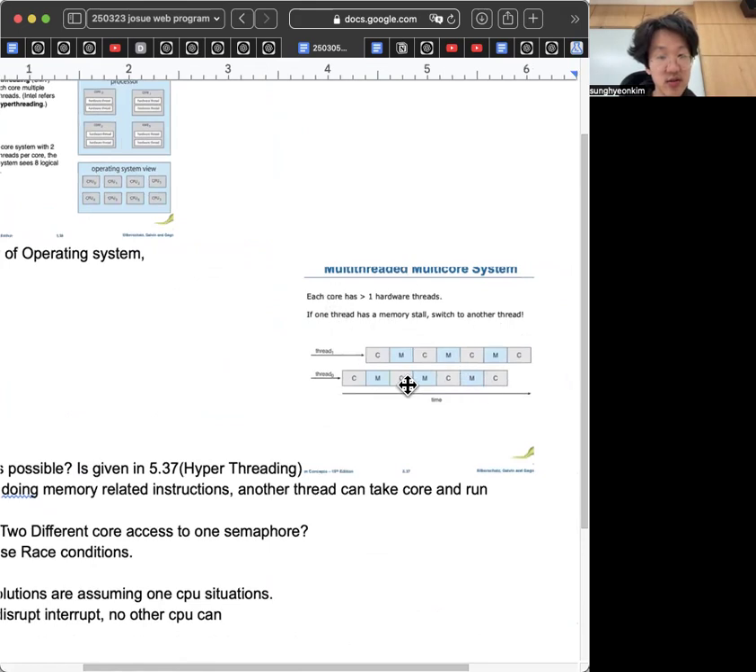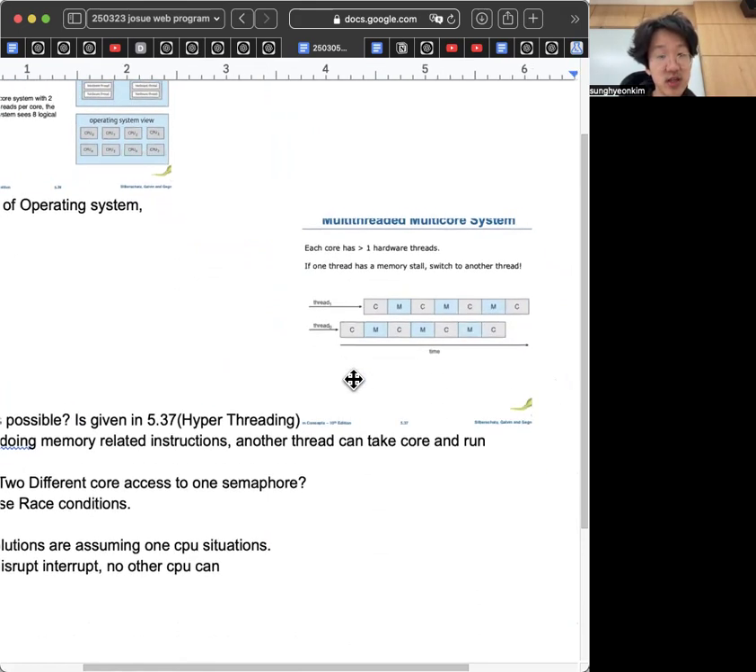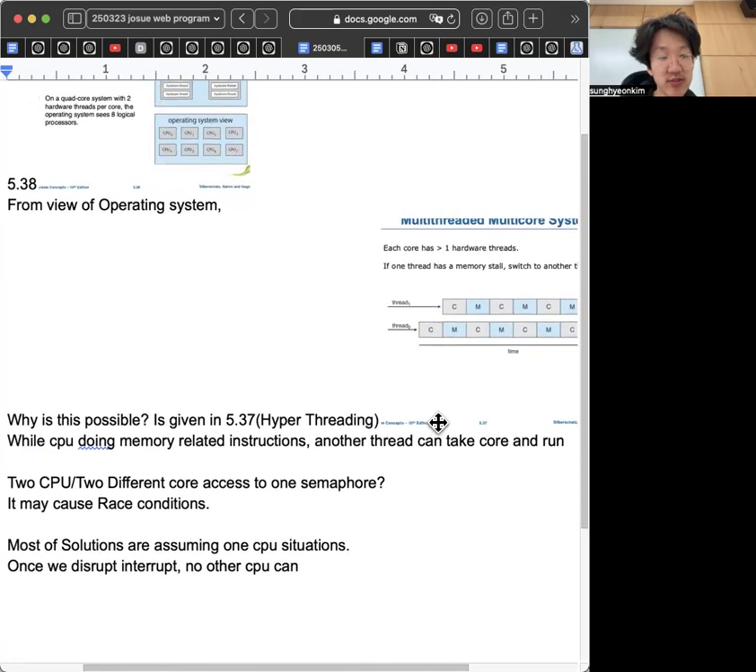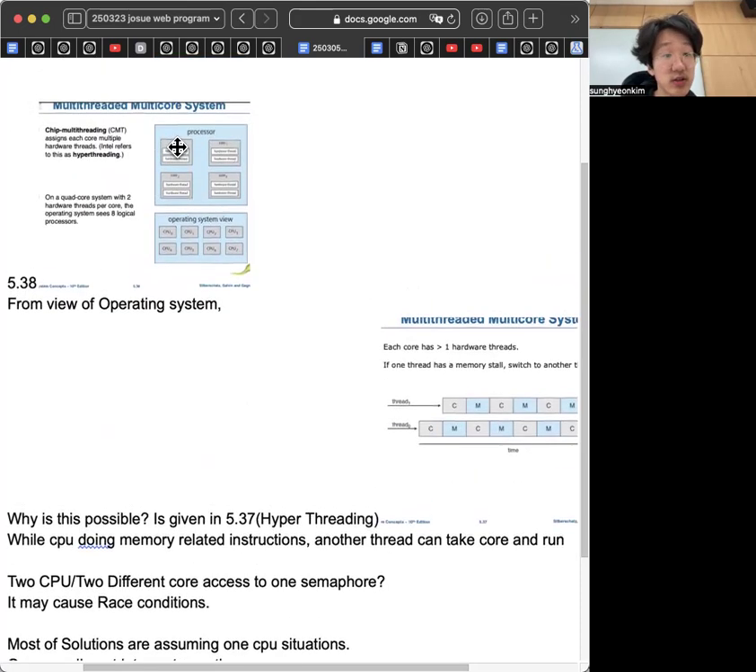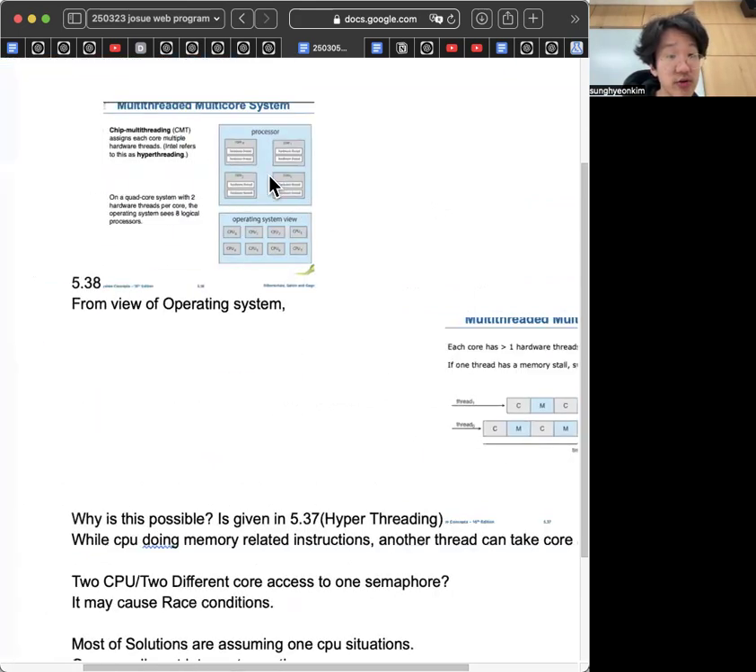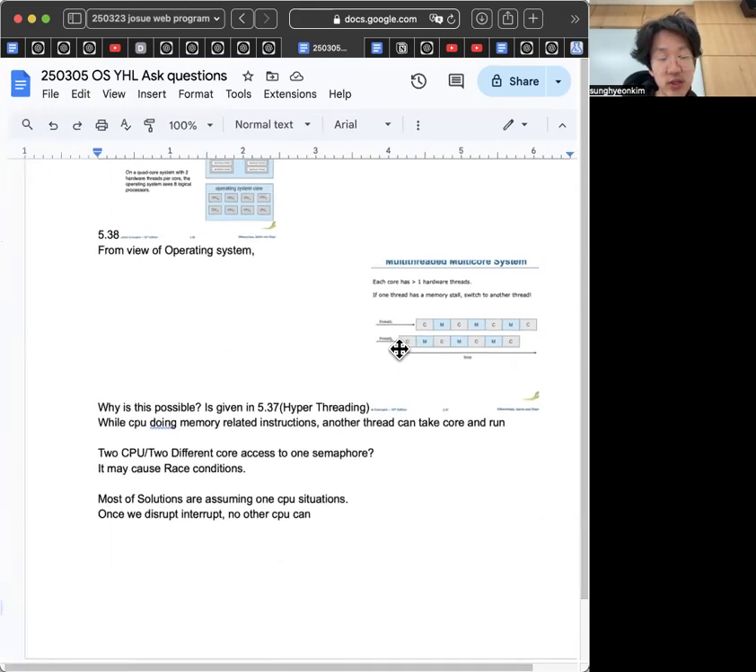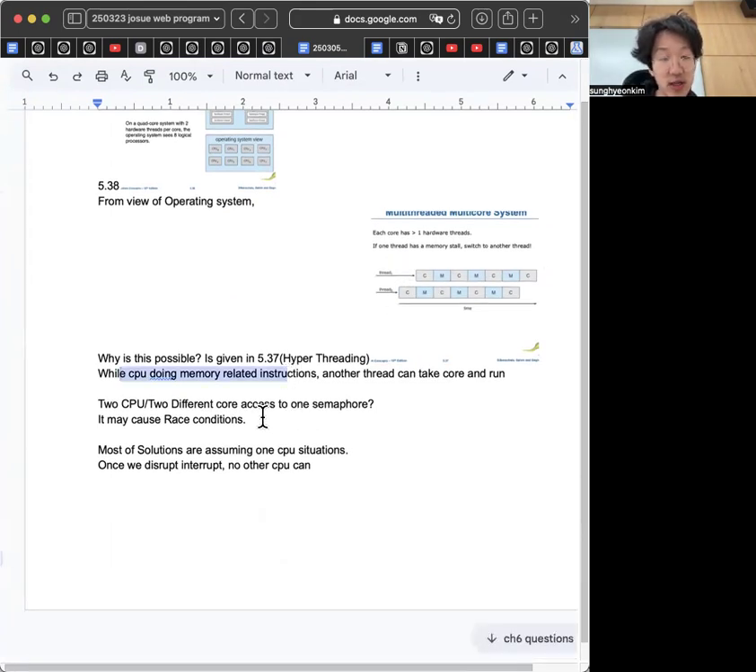And this is how multi-threaded multi-core works. Each core has more than one hardware thread. You can think of it as hyper-threading. So in the operating system's view, even though there are four cores, because each of them has two hardware threads, they have 8 threads, so 8 CPUs. When one thread is doing memory stall, the other can do compute. While the CPU is doing a memory-related instruction, another thread can take the core and run. And for 2 CPUs or 2 different cores accessing one semaphore, it may cause a race condition.